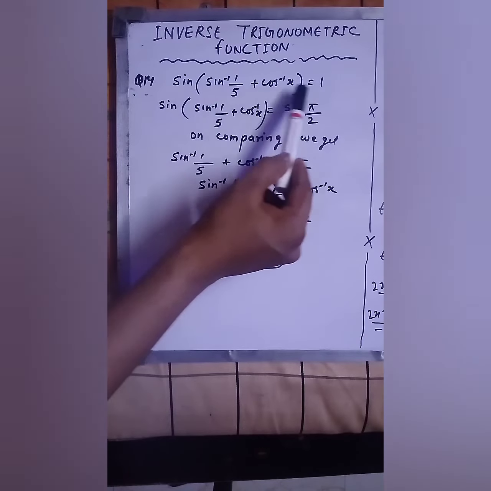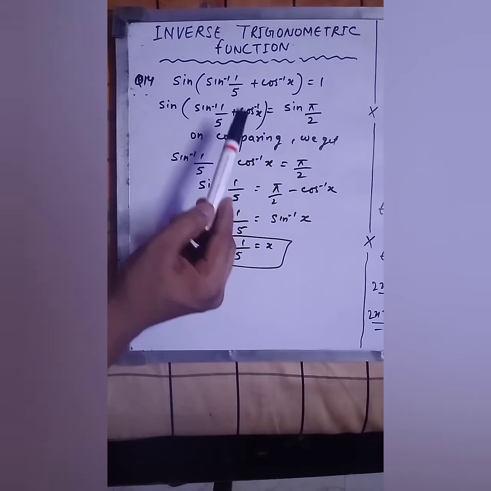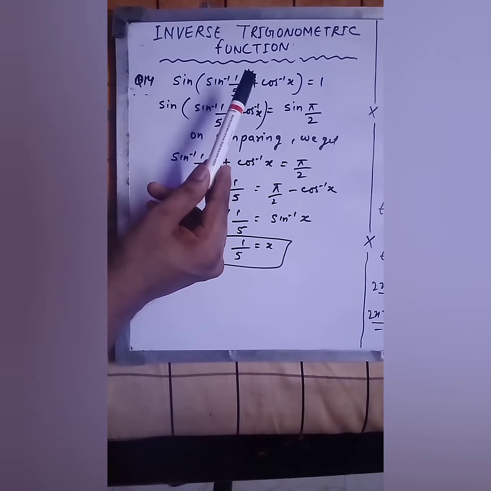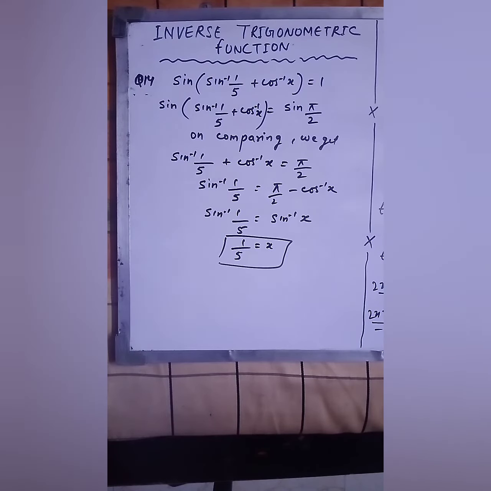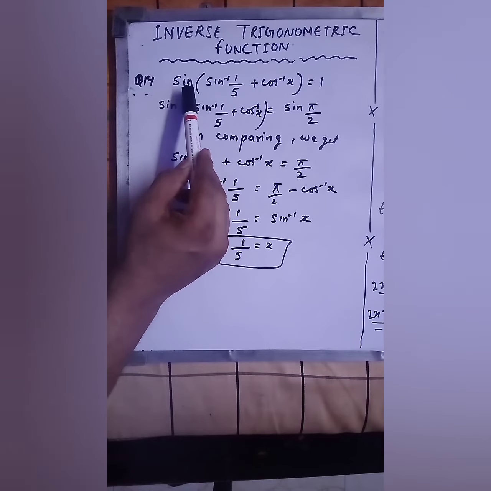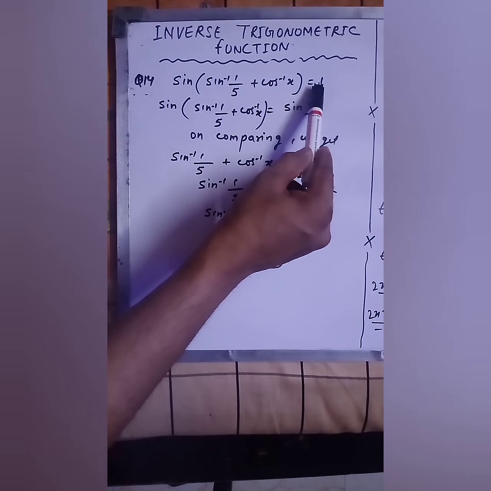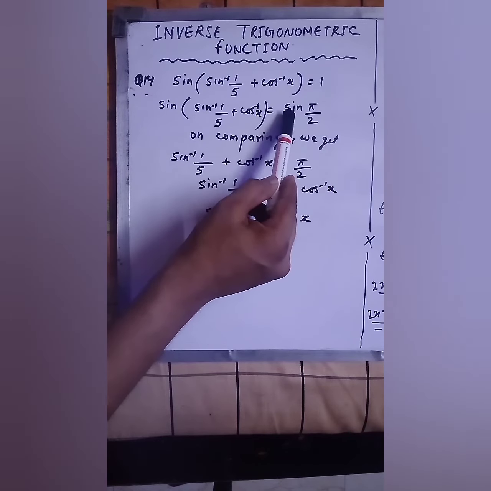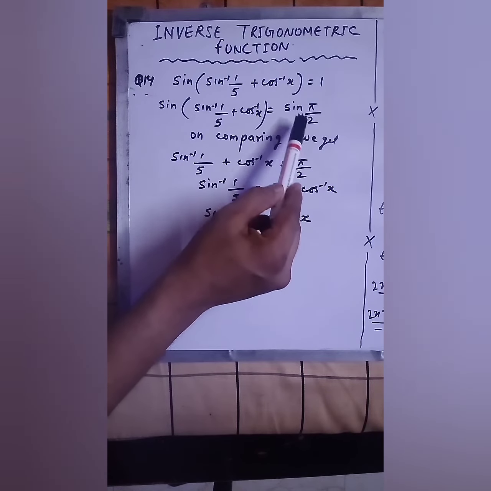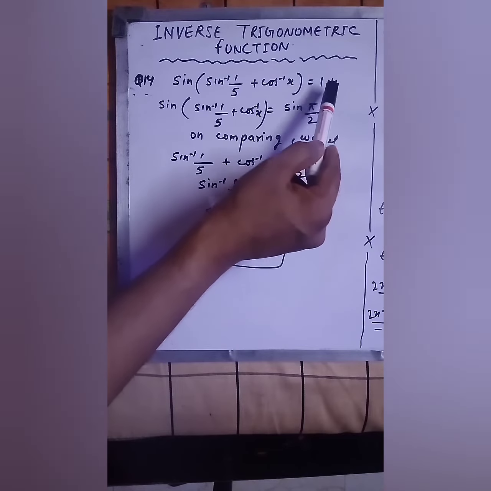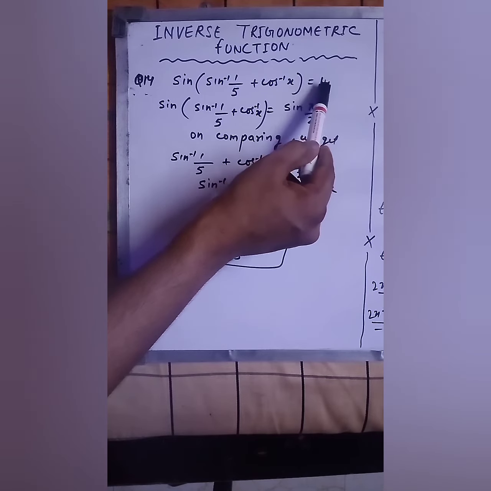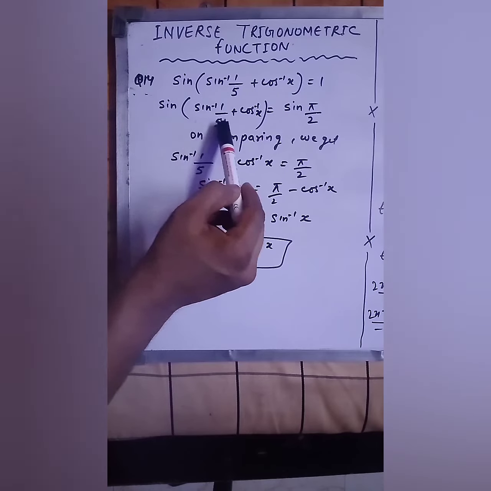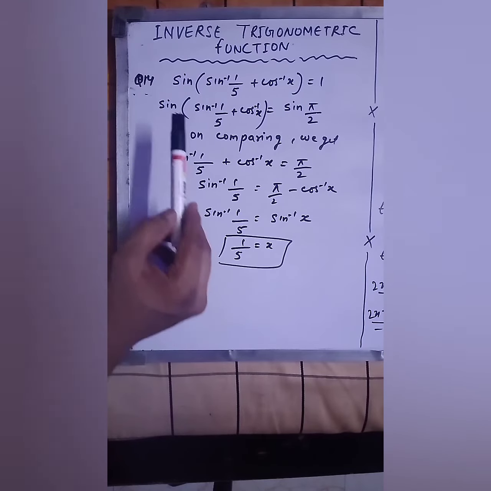So this statement is given to us and we have to find out the value of x. Now see, this statement is given to us. In the next step, in place of 1, I am writing sin(pi/2) because sin(pi/2) is equal to 1. So that's why in place of 1, I am writing sin(pi/2), and the same term I am copying in the next step.